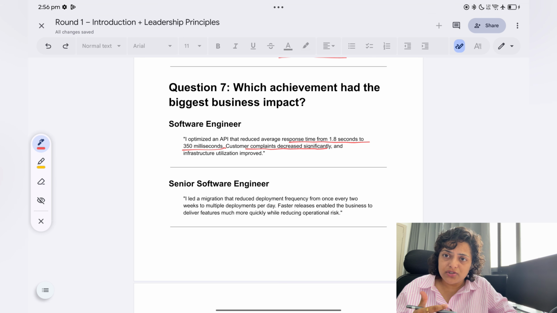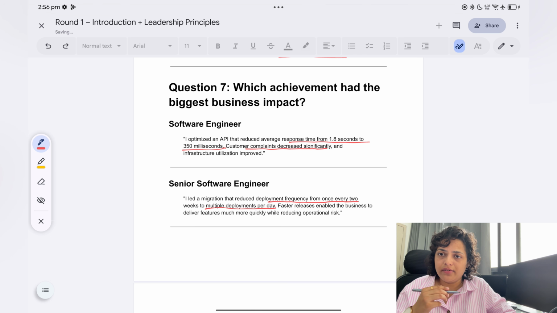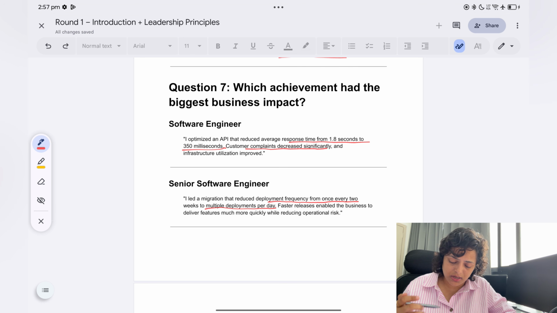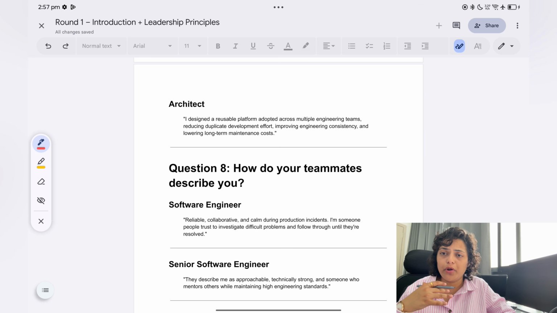Now, what will a senior software engineer answer for the achievement which has the biggest business impact? He would say that I led a migration that increased deployment frequency from once every 2 weeks to multiple deployments per day. Earlier they were deploying once in 2 weeks, and now they are doing it daily. What is the benefit of this? Faster releases enable the business to deliver features much more quickly while reducing operational risk, right? Instead of deploying everything at once, just deploy small things.